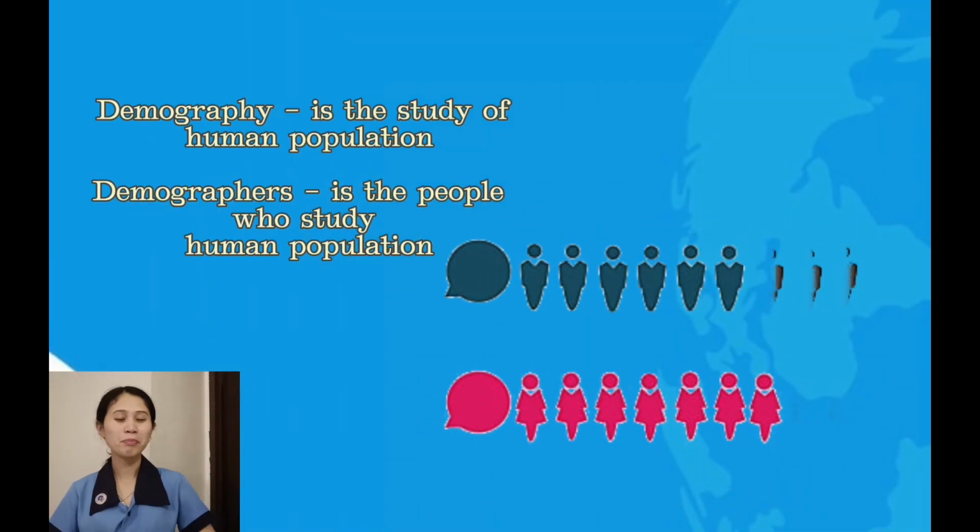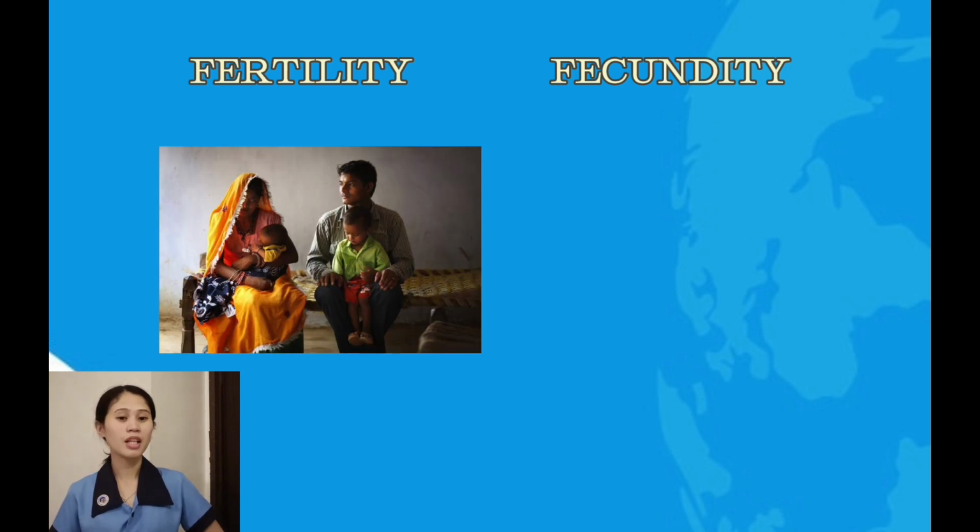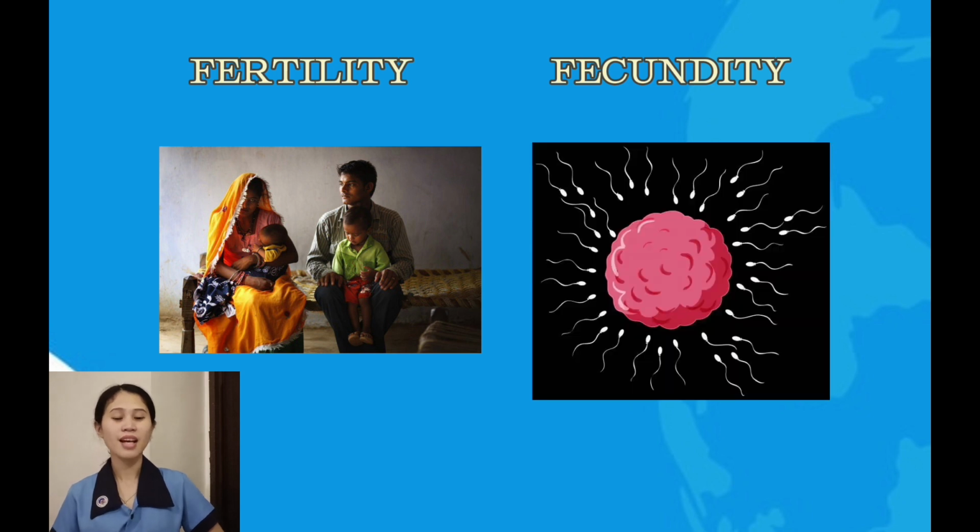The study of human population is called demography, and demographers are the people who study human population. According to demographers, there is a difference between fertility and fecundity. Fertility is the actual level of achieved reproduction, while fecundity is the underlying biological potential for reproduction.